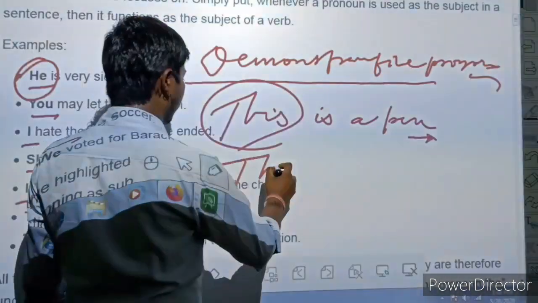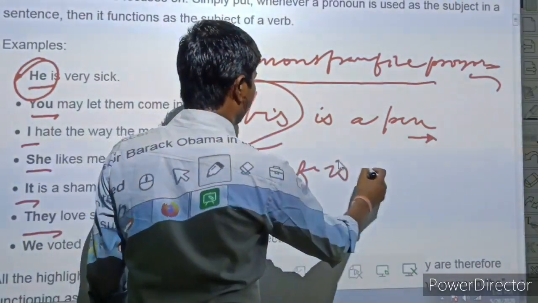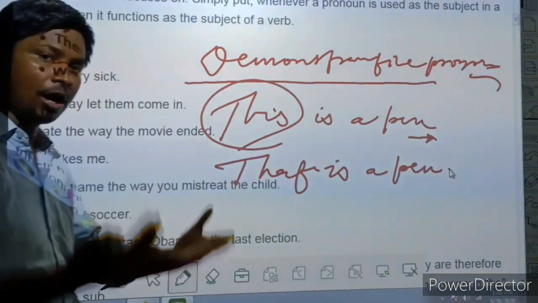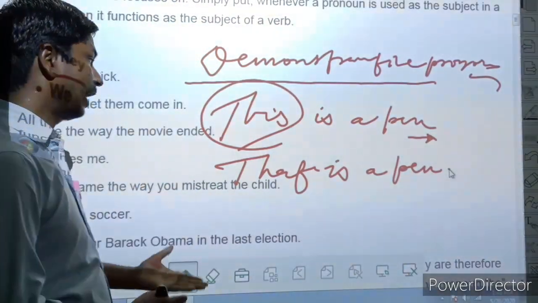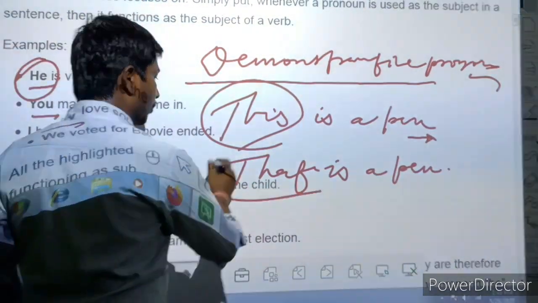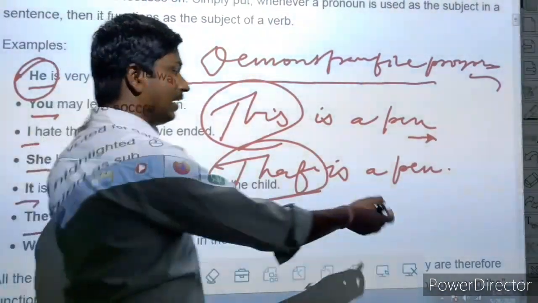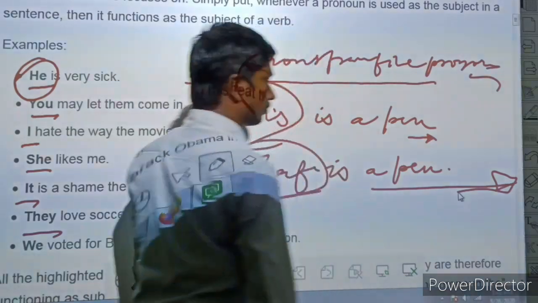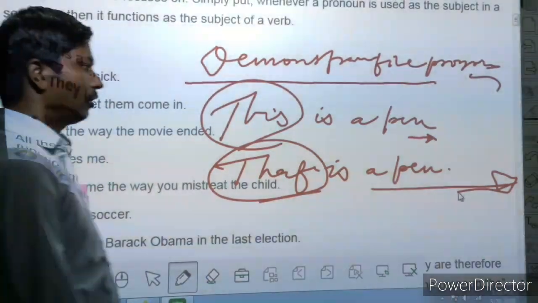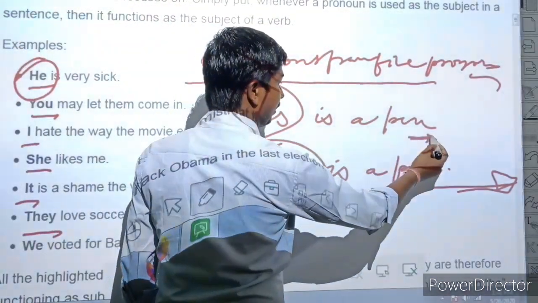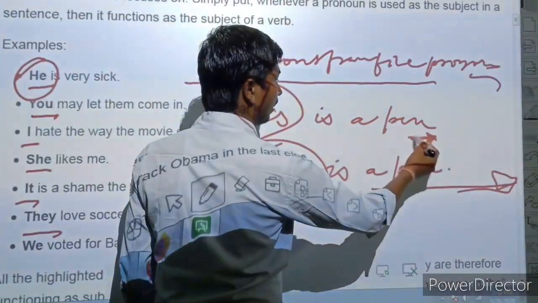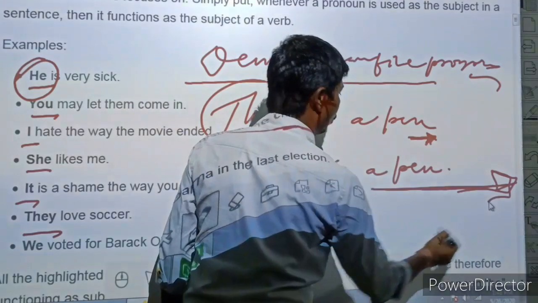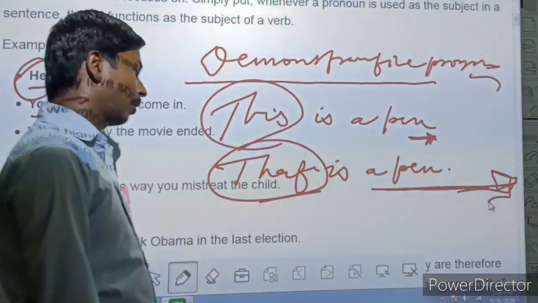Here, that is a pen. It means the pen is very far from me. When that is used as a pronoun, it means the pen is very far from me, like this. You can see the sign. It is saying that the pen is very close to me, and the long arrow is telling that the pen is very far from me.